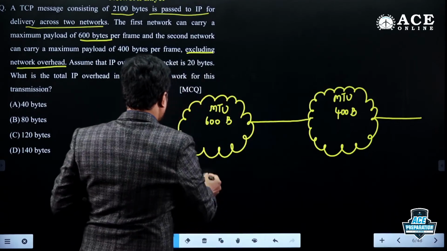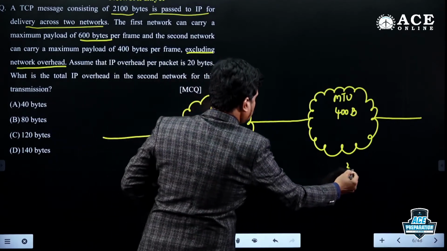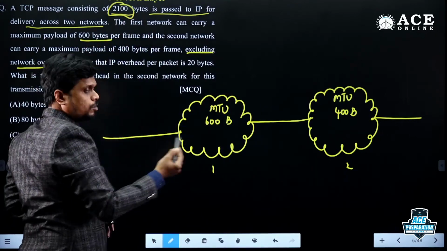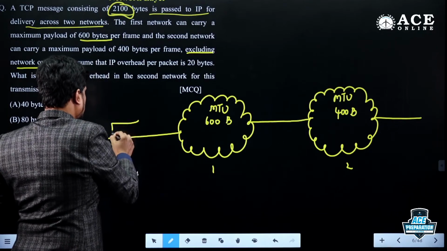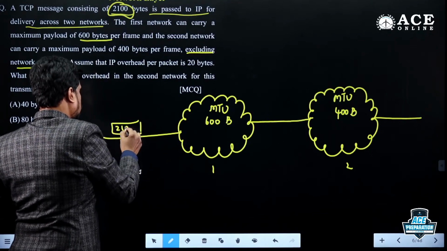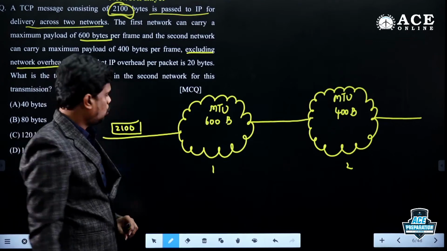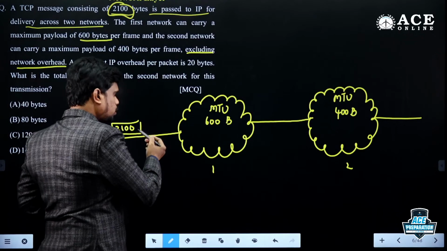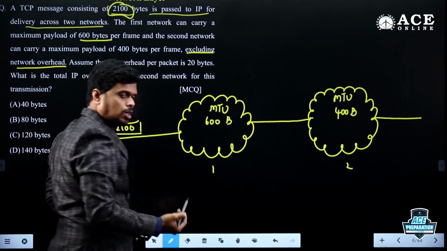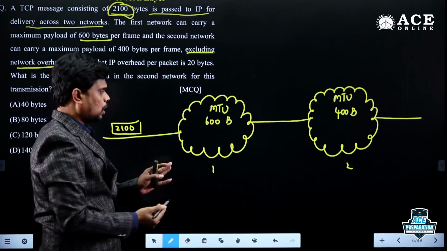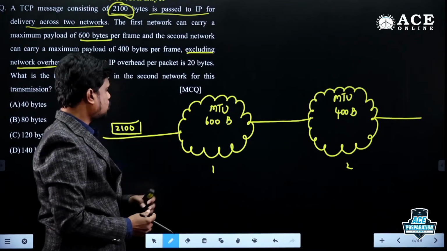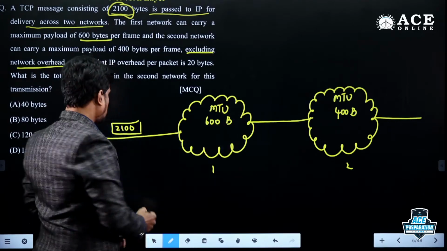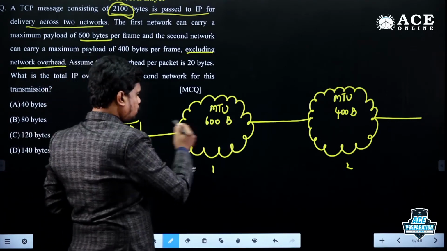Now, this is network 1 and this is network 2. What message are you transferring? 2100 bytes of data, right? This message has a length of 2100. Can we forward 2100 at a time from this end to this end with this MTU? We can't. It means we need to do fragmentation here. So how many fragments can it create? 600 at a time I can transfer here.